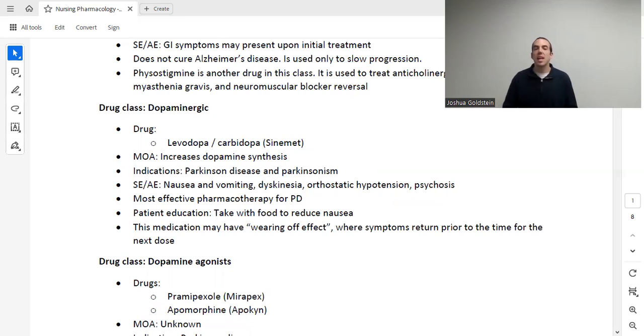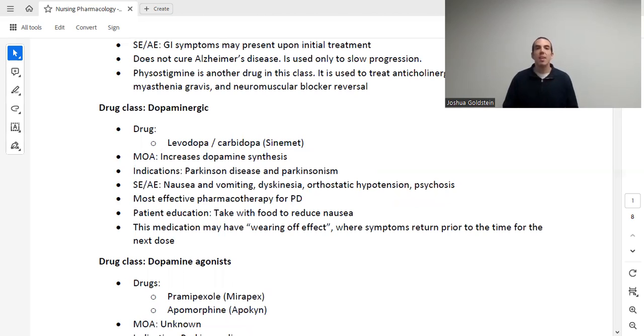Physostigmine is another drug in this class, and we talked about it in the previous lecture in regards to anticholinergic toxicity. However, it's also used to treat myasthenia gravis, which is another neuro disorder. This is the only drug that we're going to talk about for the treatment of myasthenia gravis.